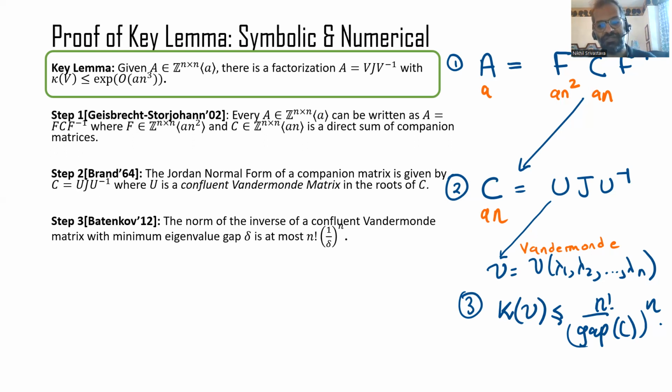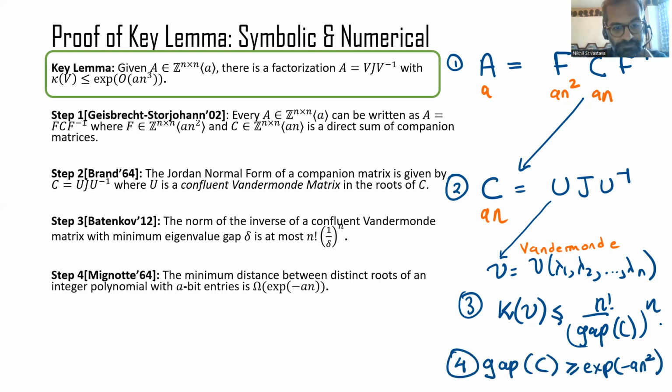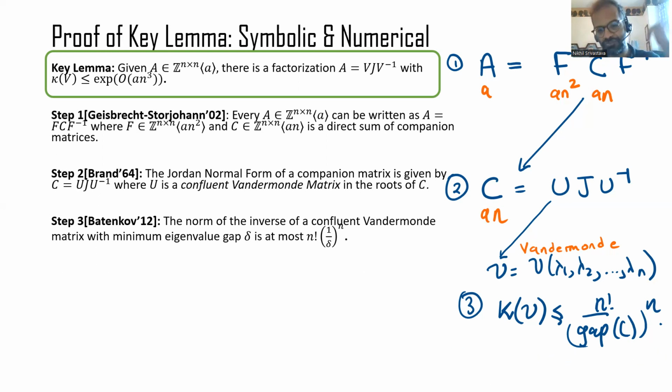So if this companion matrix has well-spaced eigenvalues, this similarity U will be well conditioned. Now this reduces our problem to bounding eigenvalue gaps of this companion matrix C that we obtained from A. And now we know that C has n a bits from the first result, right?